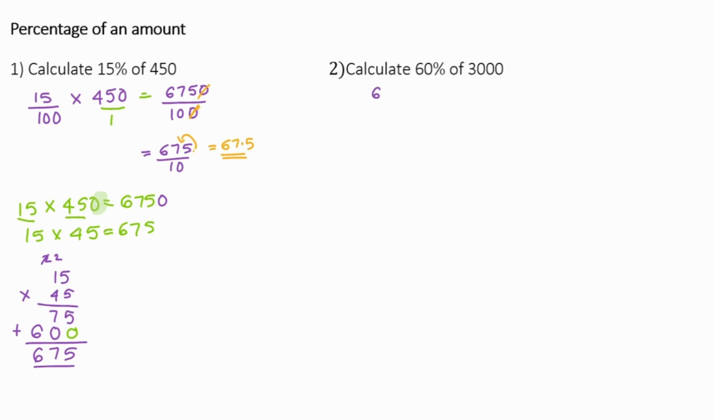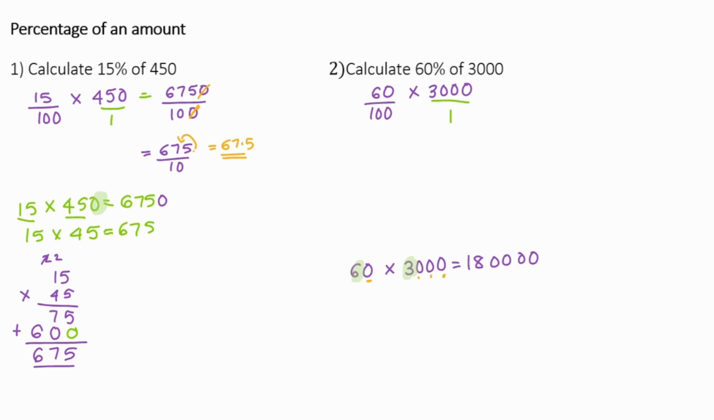For number 2, 60% as a fraction is 60 over 100, and we are looking for 60% of 3,000. First, I'm going to multiply 60 by 3,000. 6 multiplied by 3 is 18, and because I have got 1, 2, 3, and 4 zeros in the question, I add 4 zeros at the back of 18, so that becomes 180,000.